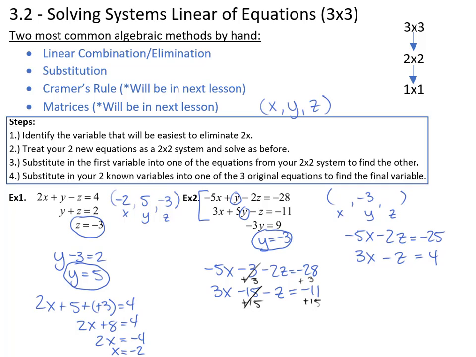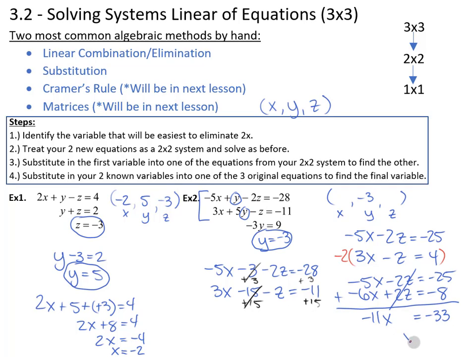So if I want to eliminate z, probably a good one to eliminate, I can multiply the bottom equation by negative 2. So that would give me a new equation of negative 6x plus 2z equals negative 8. Rewriting the top equation, just bringing it down here so that they're all lined up. Now we can do elimination on our 2 by 2 system. So my z's will cancel. I get negative 11x equals negative 33. And I like that we're going to get a nice answer here. Dividing by negative 11, we get x equals positive 3.